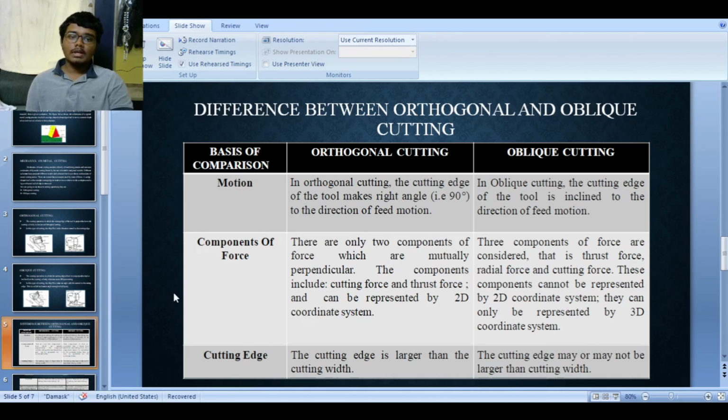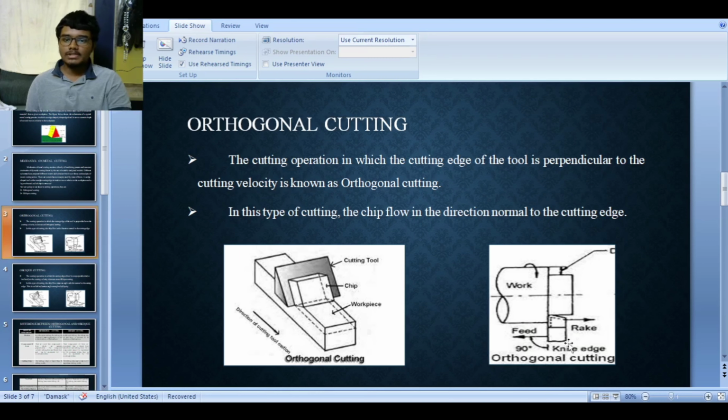Components of force. There are two components of force which are mutually perpendicular. So if you see in orthogonal cutting, there are two components of force. One is the cutting force and another one is the thrust force, and can be represented by a 2D coordinate system. So if you can see in this image, this is the cutting force, and this is the thrust force.